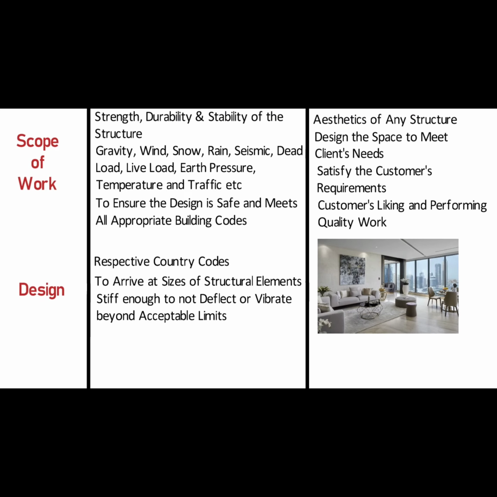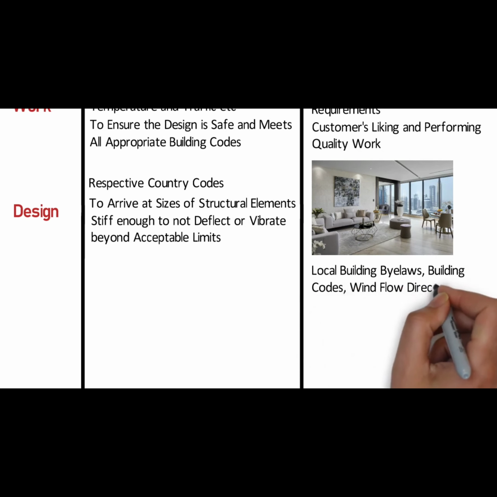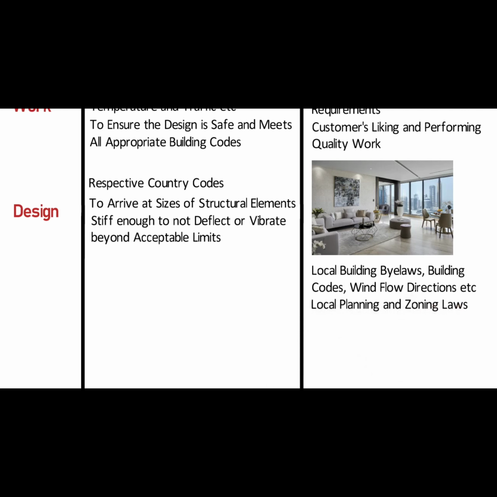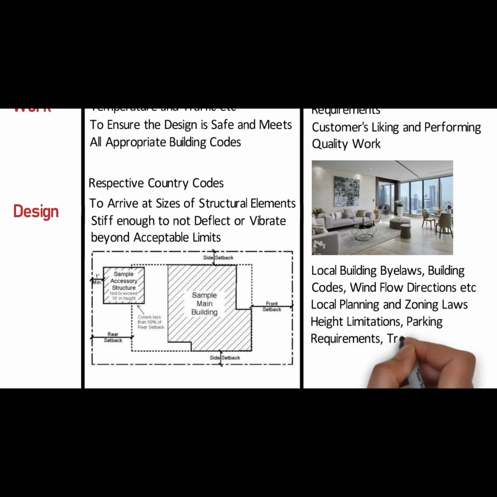On the other hand, while planning the interiors of any building or when planning for a municipal authority, the architect needs to know some local building bylaws, building codes, and wind flow directions, etc. The architect needs to comply with local planning and zoning laws such as required setbacks, height limitations, parking requirements, transparency requirements like windows and land use.